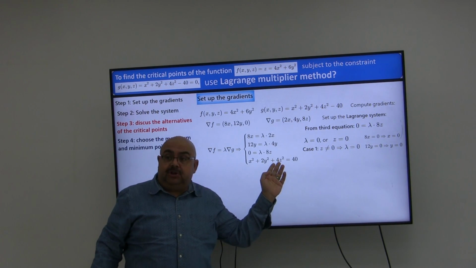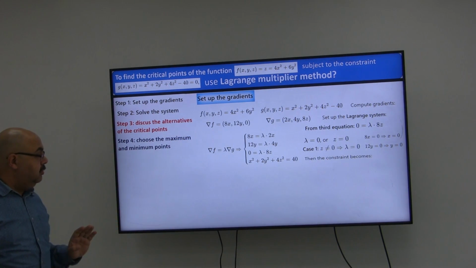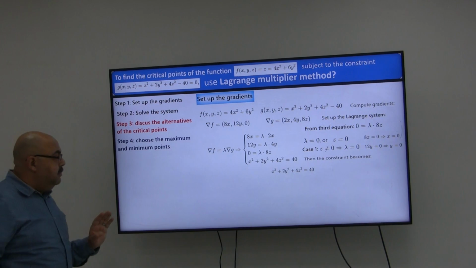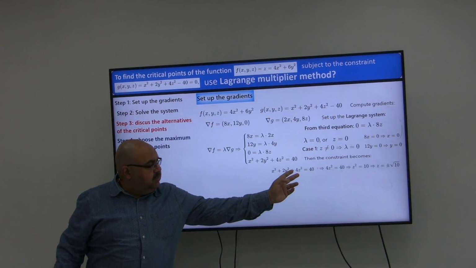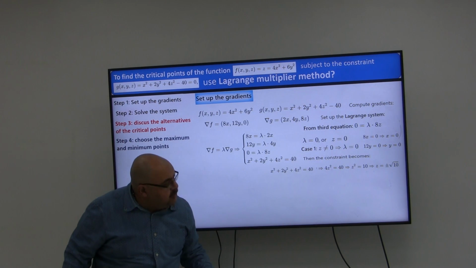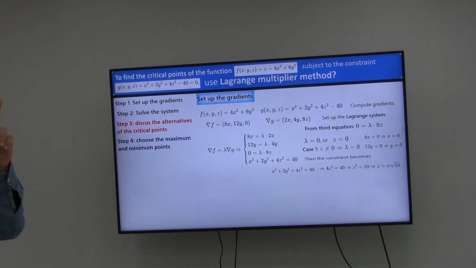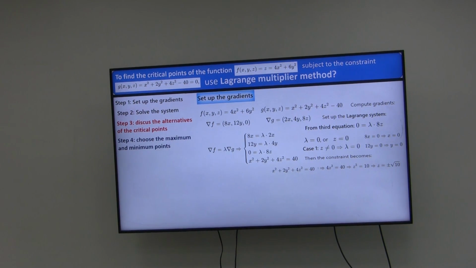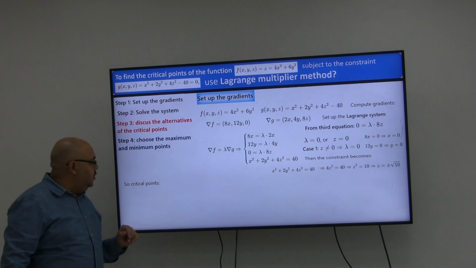From the third equation, I will get the value of z. So once more, as I told you, the constraint becomes: take x equal to 0, y equal to 0, and start substituting. Then you will have z equal to positive or negative root of 10. Those are how many points? 2 points. Keep them with you. Then I will start the second case. The second case is the case of having z equal to 0, and lambda doesn't equal 0.